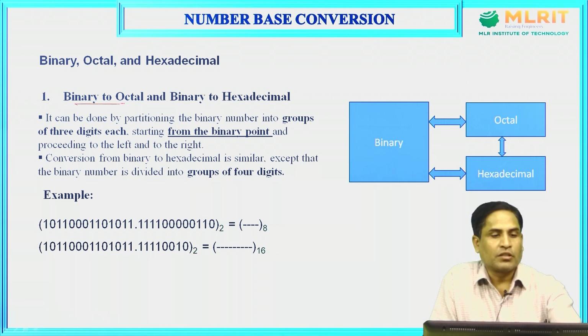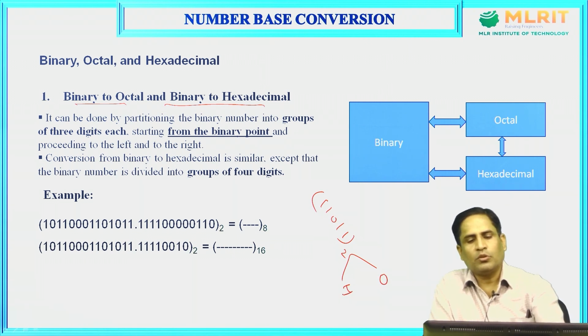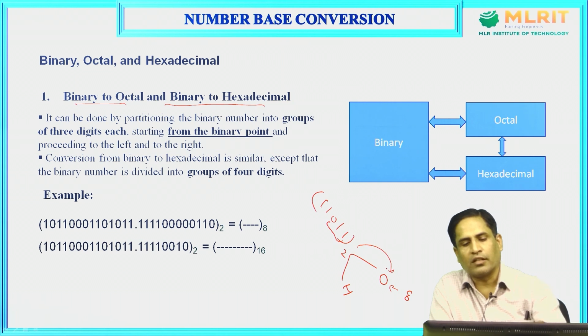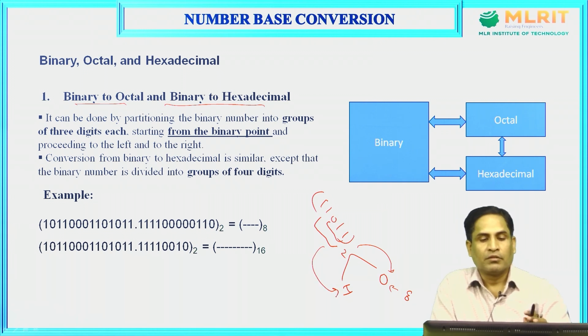So binary to octal and binary to hexadecimal. Suppose a number is given, 11011. This is a binary number. I am going to convert it into octal or hexadecimal. As you know that this is 2 and this is 8. So combining 3 bits of binary is going to result in the octal number system. On the other hand, combining 4 bits of a binary number is going to result in the hexadecimal number. This is the plain rule.